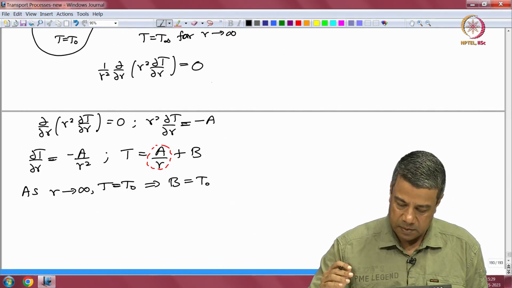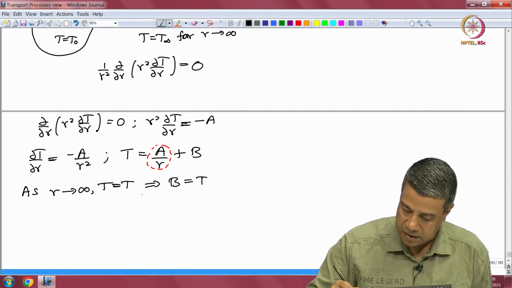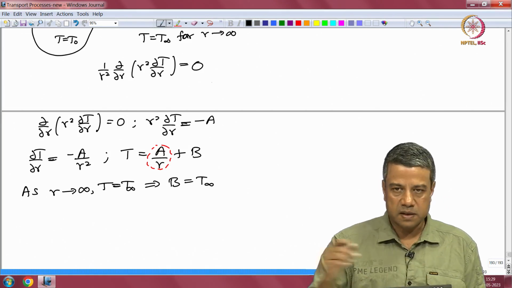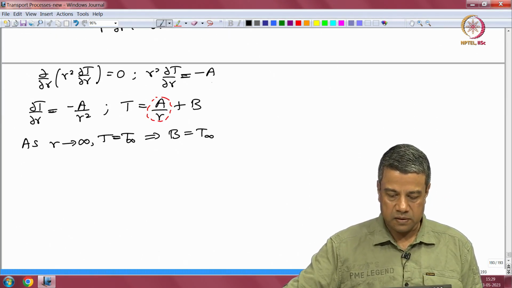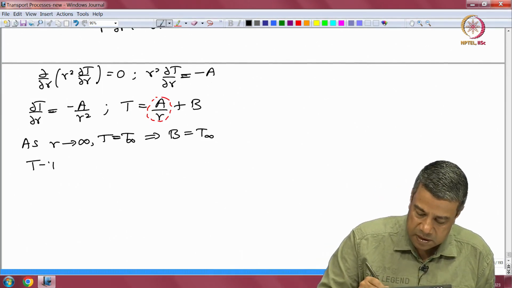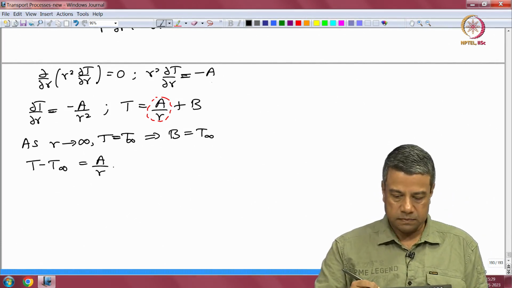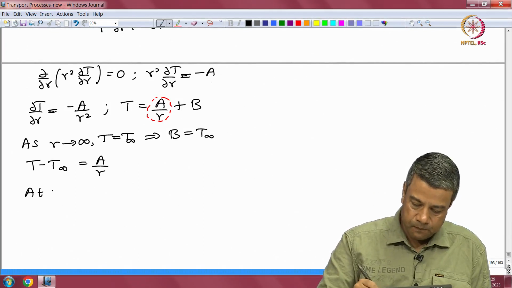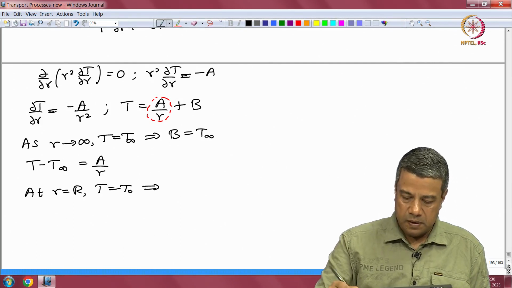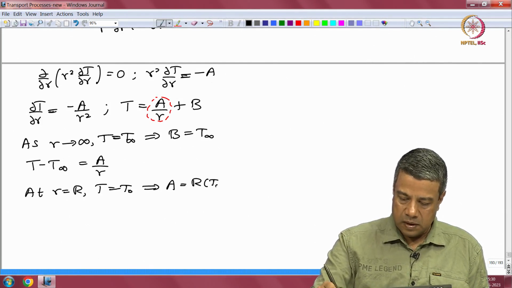Sorry, my apologies. I had labeled T infinity as the temperature far from the object, so I should use that same notation. As r goes to infinity, T is equal to T infinity, and the equation becomes T minus T infinity is equal to A by r. At r equal to R, T is equal to T naught, which implies that A is equal to R into T naught minus T infinity.